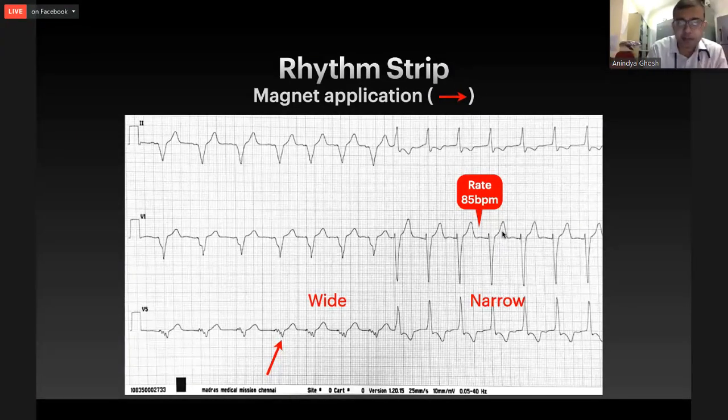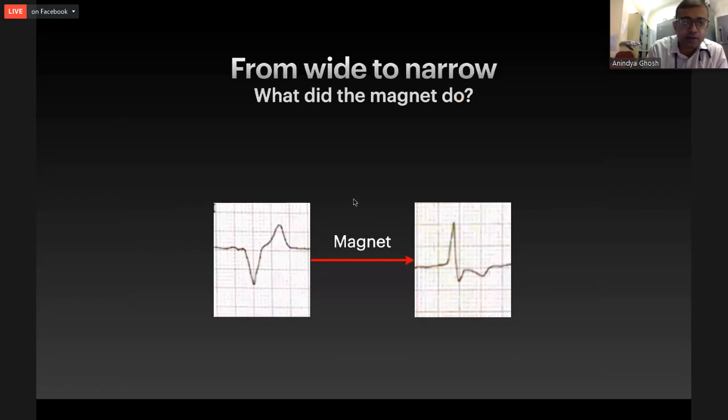Because the patient has an RV apical lead and not a conduction system pacing lead. That was perplexing. So, in short, what did the magnet do so as to make this ugly-looking QRS into such a nice-looking narrow QRS?